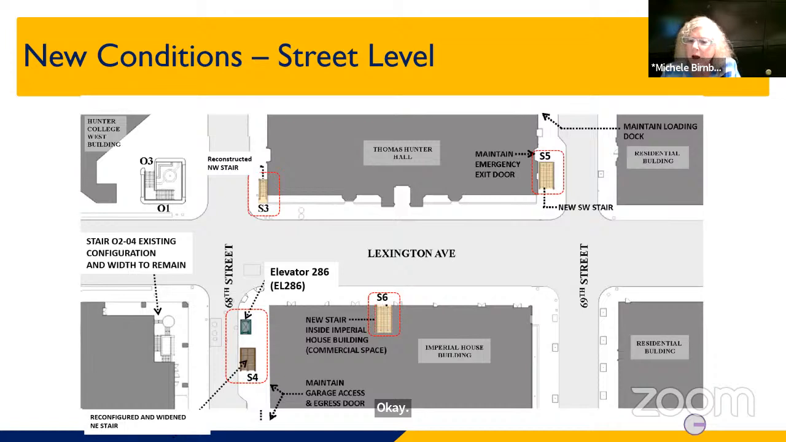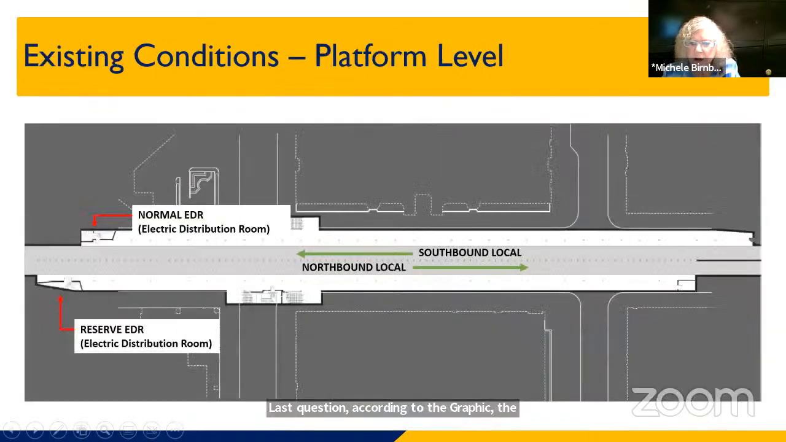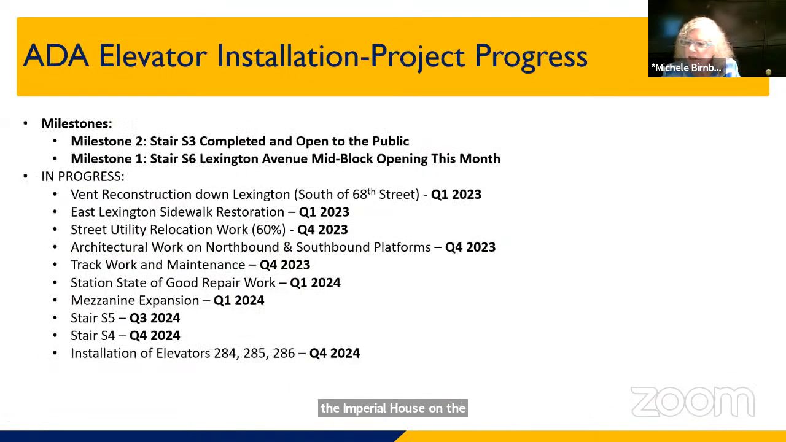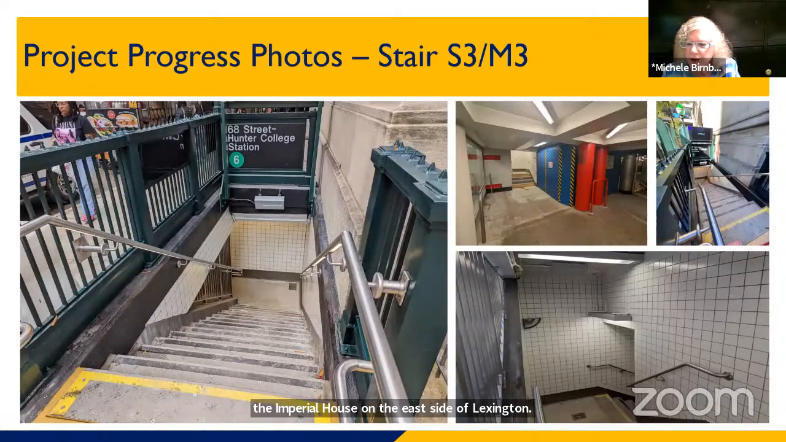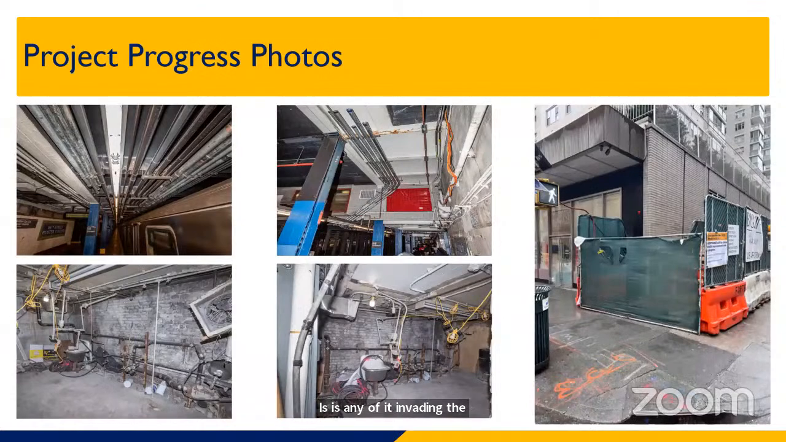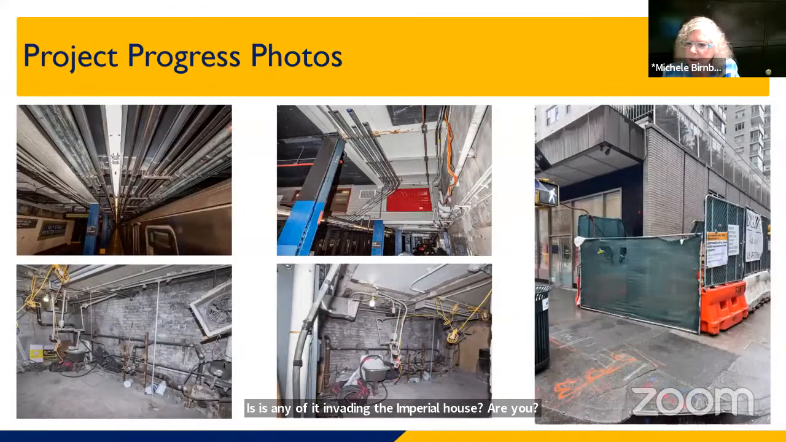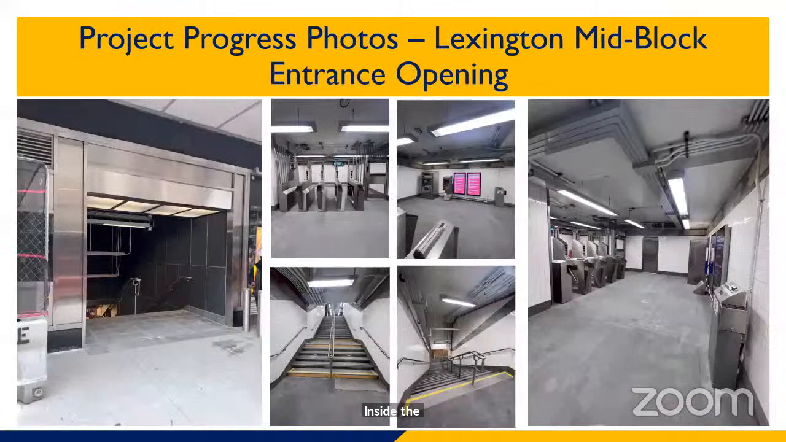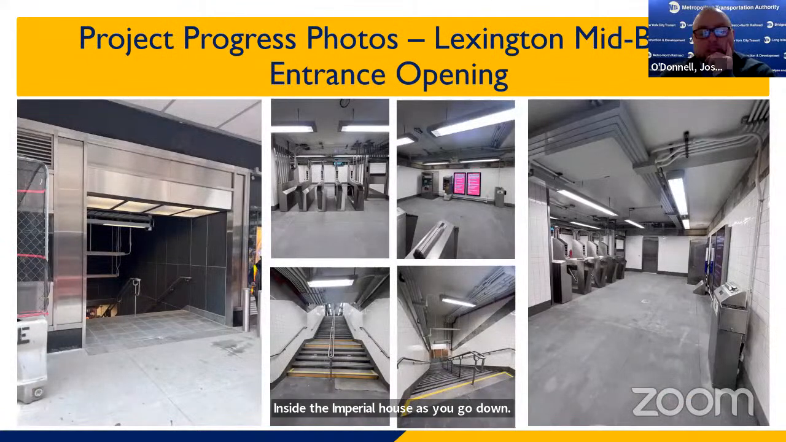Last question. According to the graphic, the entry at the Imperial House on the east side of Lexington, it looks as though it's on the sidewalk. Is any of it invading the Imperial House? Are you inside the Imperial House as you go down? Sorry. So it actually is flush with the building. The entrance itself is flush with the building, but then we go underneath the footprint. But Dilip, go ahead.